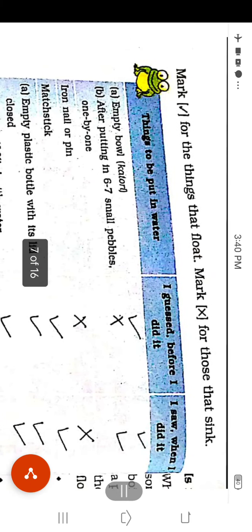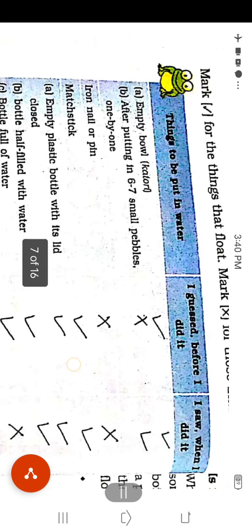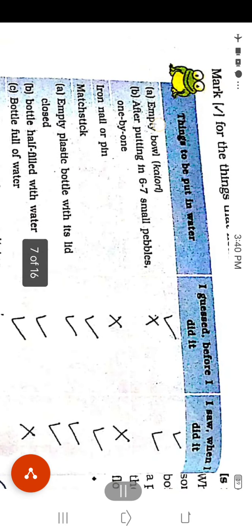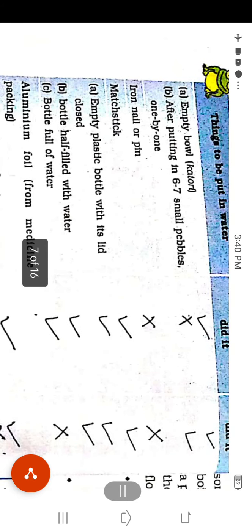Now, there is an activity. Mark tick for the things that float and mark cross for the things that sink. Things to be put in water. This is the list of the things that are going to be put in the water.